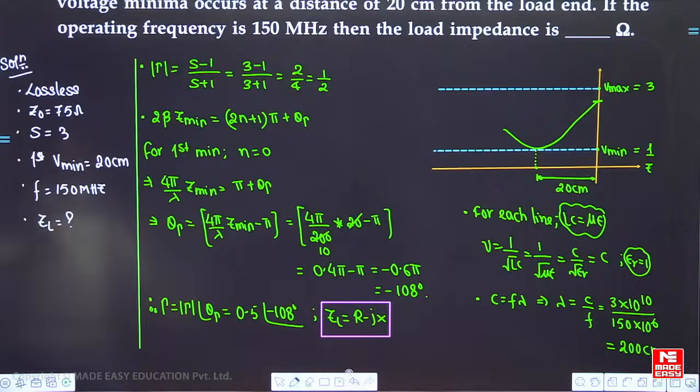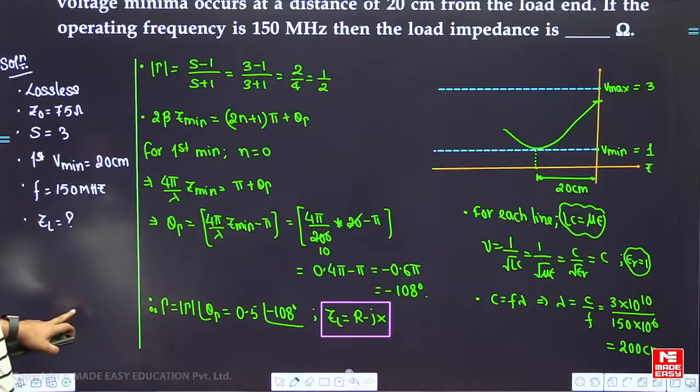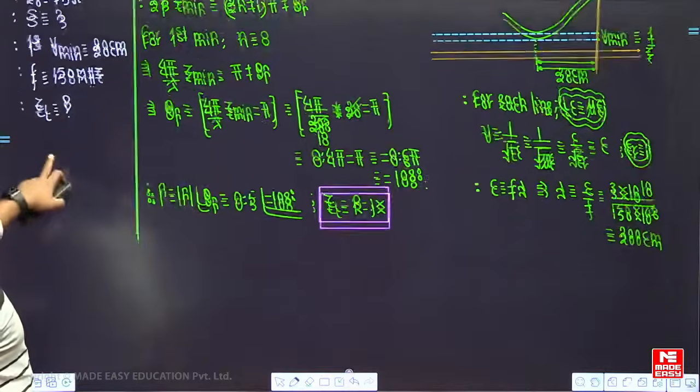So R minus jX, okay, fine, but they are not asking the nature, they are asking the value of the load impedance in ohms. That means we have to take the mod of this value, then only we will get the value, okay. So ZL, fine. Everything is done.